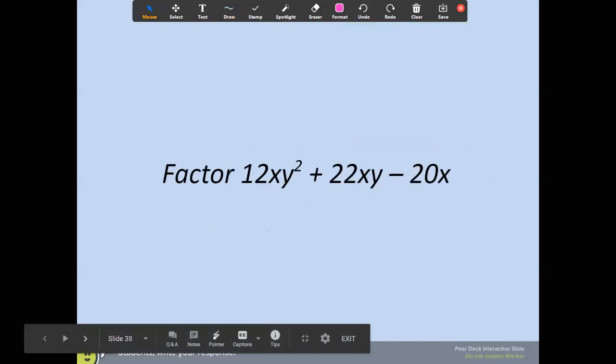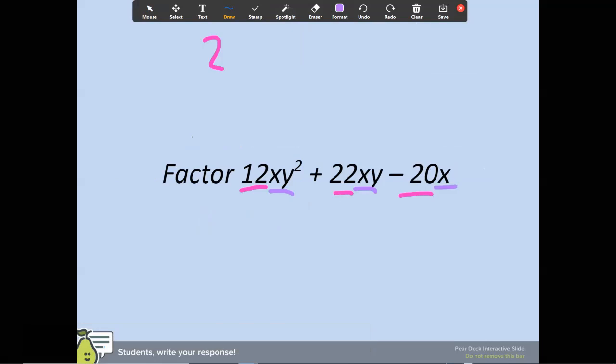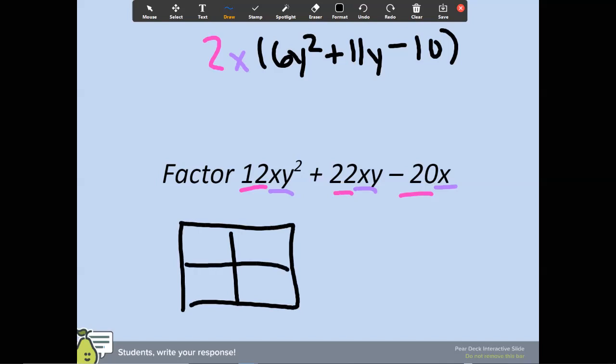Okay, next problem. We're factoring this. So the very first thing I'm going to do is see if I can factor something out of everything. Number-wise, I have a 12, 22, and -20. I can take out a 2 from that. Also looking at this, I have an x here, an x here, an x here, so I can factor out an x. And then I'm going to be left with 6y squared plus 11y minus 10. And then I'm going to do a box or diamond to see if I can factor that.